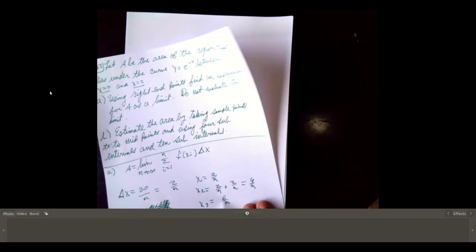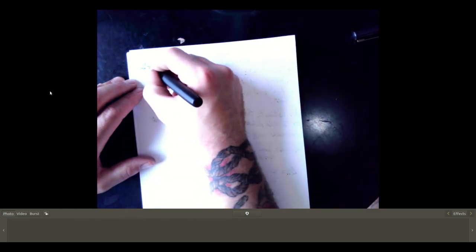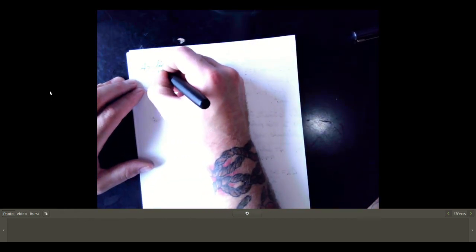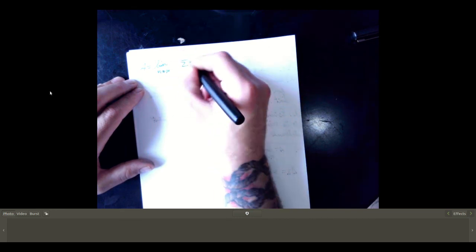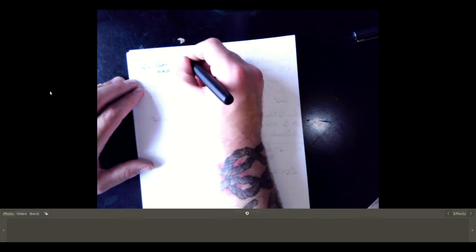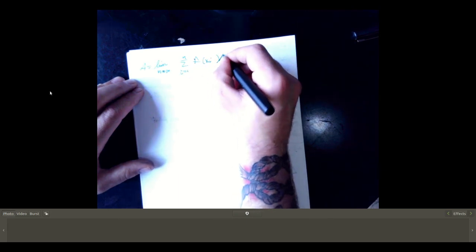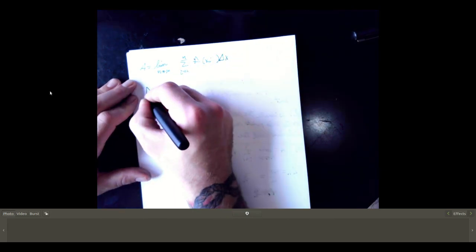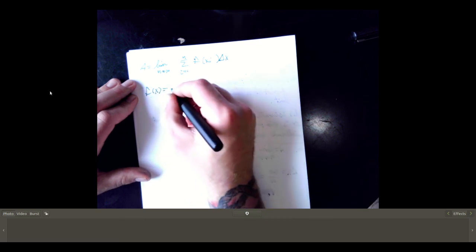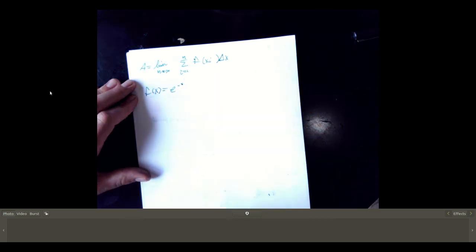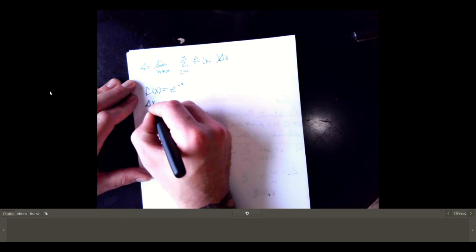Perfect. So let's just write this again. A is equal to the limit as n goes off to infinity of the sum from i is equal to 1 to n of f of x sub i times delta x, where f of x is equal to e to the negative x, and we have delta x being equal to 2 over n.